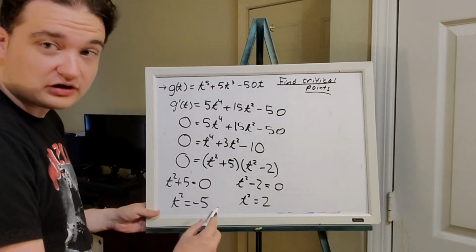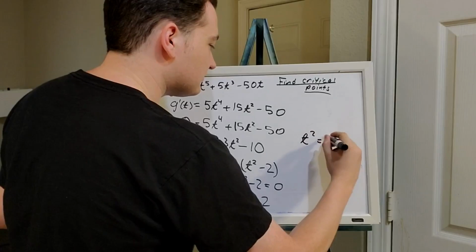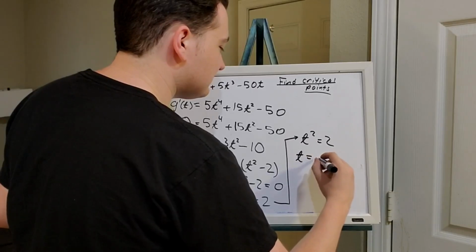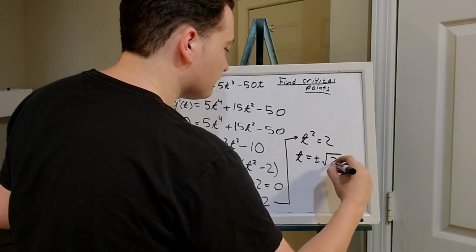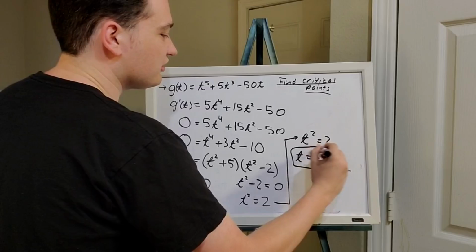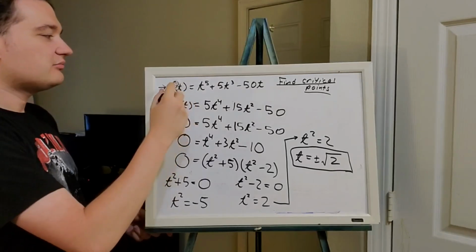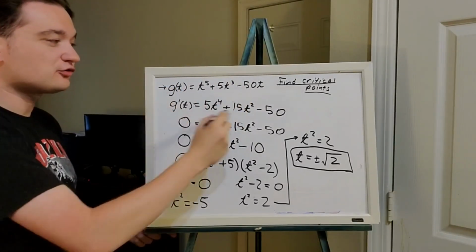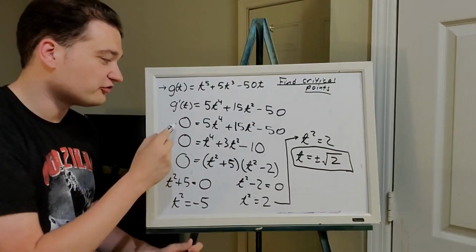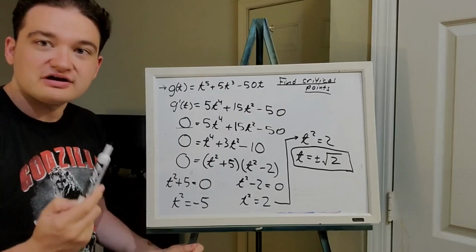Can't take the square root of this one because we can't take the square roots of negatives. t squared equals 2. Let me just draw an arrow. That is going to mean t can be plus or minus the square root of 2. So, this here is our critical points. Because we took this function, we found its derivative, and the only t values where this function equals 0 are t equals plus or minus the square root of 2.